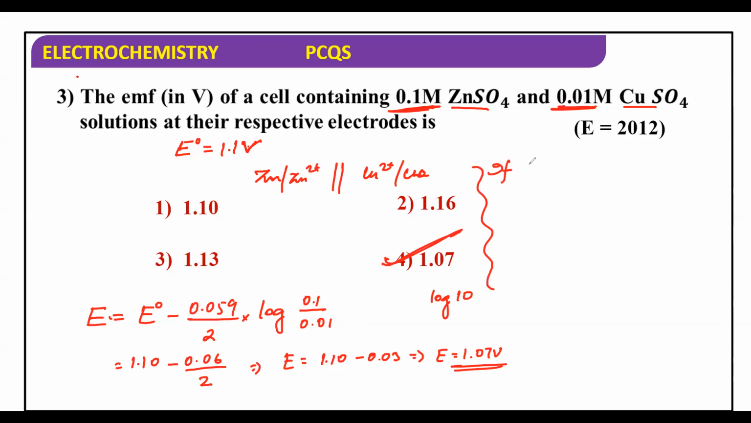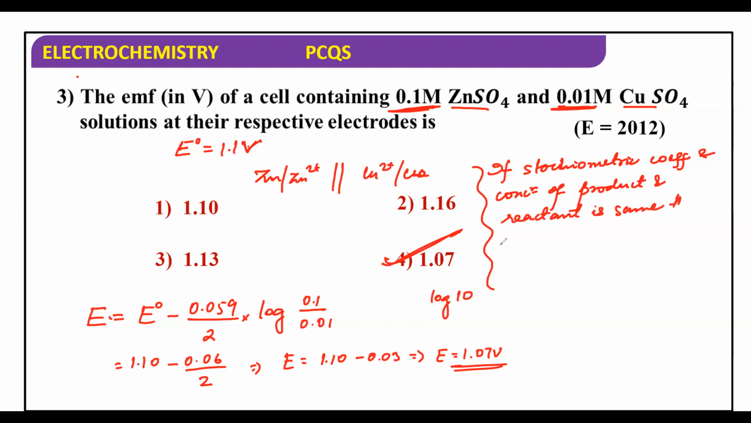From here, you can see one point. If the power, call it power or better, say stoichiometric coefficient, if the stoichiometric coefficient and concentration of product and reactant is the same, then E is equal to E naught.